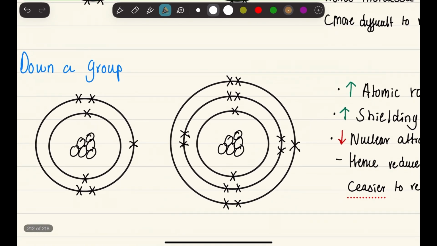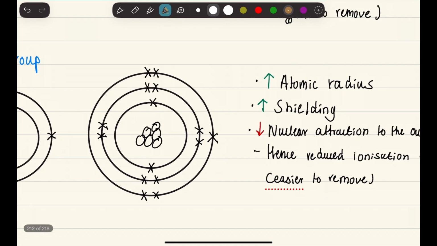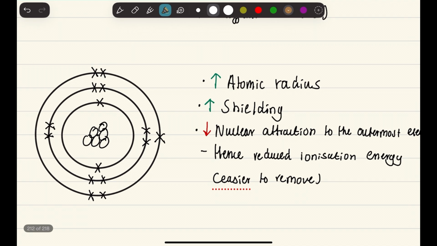Now we talk about a group. I've got 2 elements in group 3. One has 2 electron shells, one has 3. We run through the same logic. We're going to increase the atomic radius. Why? There are more shells, so your atomic radius is definitely going to increase. And if we have an increased number of shells, there are more barriers, more opposition to the nuclear attraction getting to the outermost electron.